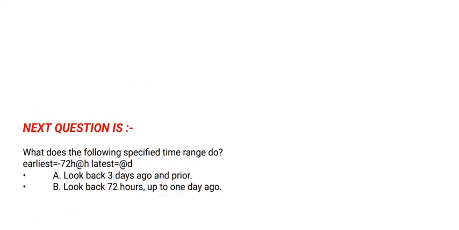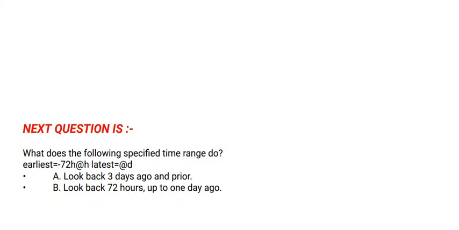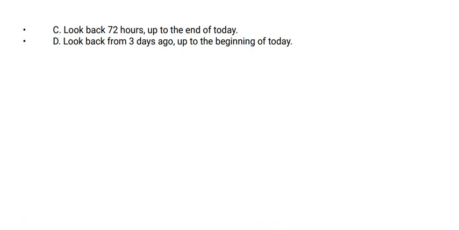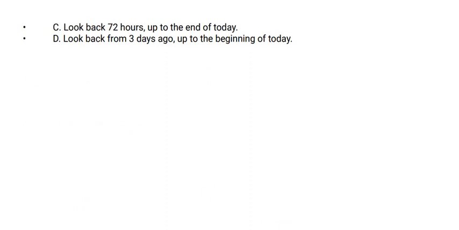Next question is, what does the following specified time range do? Earliest is equal to -72h@h, latest is equal to @d. Options are option A, look back 3 days ago and prior. Option B, look back 72 hours up to 1 day ago. Option C, look back 72 hours up to the end of today. And option D, look back from 3 days ago up to the beginning of today. The correct option is option D.